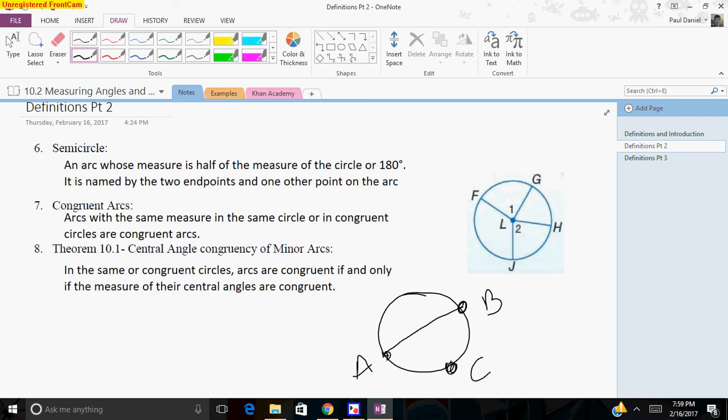And the reason why I have to have a third point is because I need to make sure, if I called it arc AB, how do I know which way I'm going? I don't know if I'm following this path or if I'm following this path. So it's very important for us to have that third point when we're dealing with a semicircle so that I know which way to travel. And that's the same thing true for the minor and major arcs when we are back talking about them.